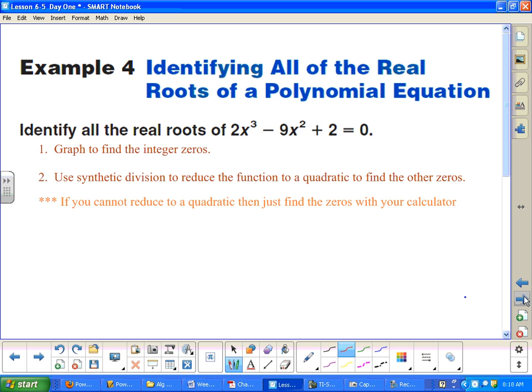So we're going to be given a polynomial function or equation, usually greater than 2, that we will graph to find our integer zeros first. And then, if necessary, we'll use synthetic division to reduce the function to a quadratic to find other zeros. So let's just take this one and let's graph it, first of all, on your calculator so you can find the zeros.